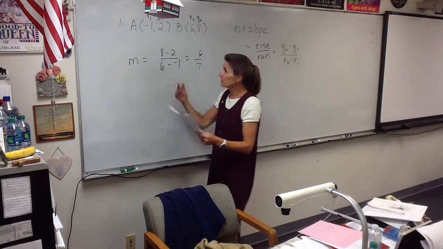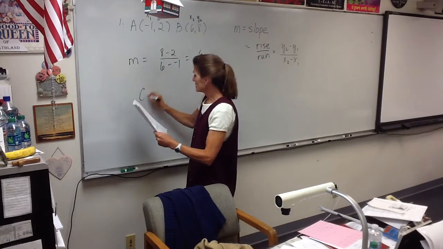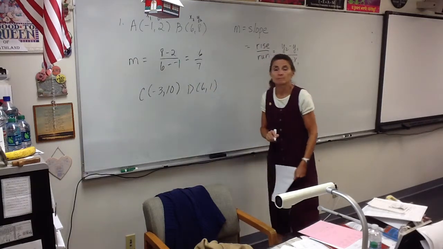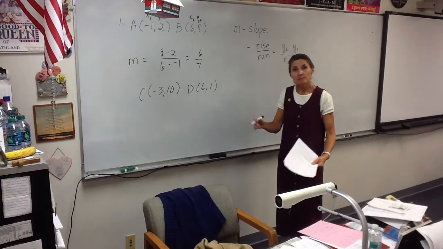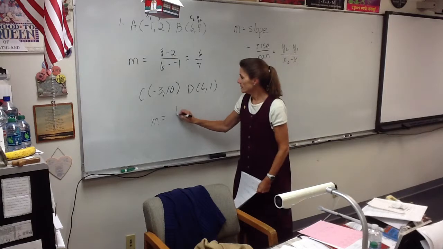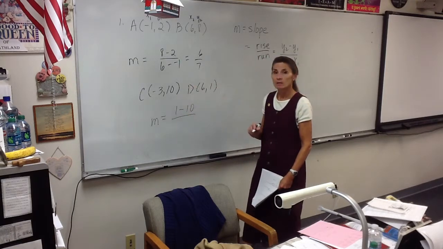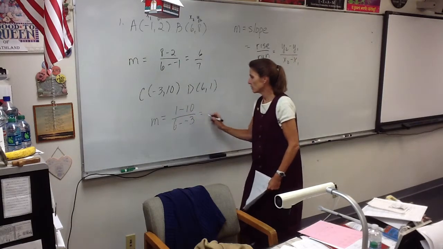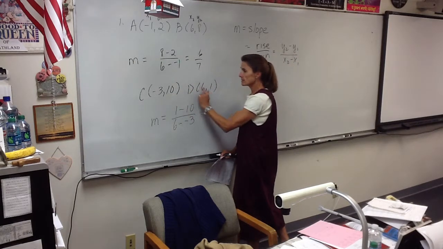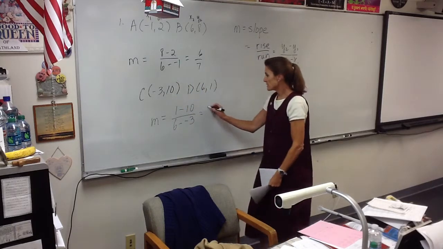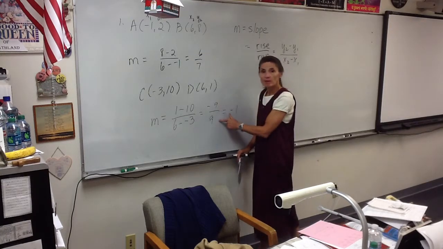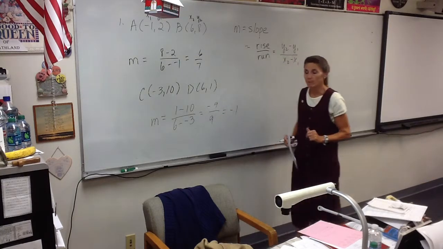Let's do problem B. Our points are negative 3, 10 and 6, 1. Using exactly the same idea, our slope will be 1 minus 10 over 6 minus negative 3. Y minus y over x minus x. So that slope, very nicely, works out to be negative 9 over 9 or negative 1.